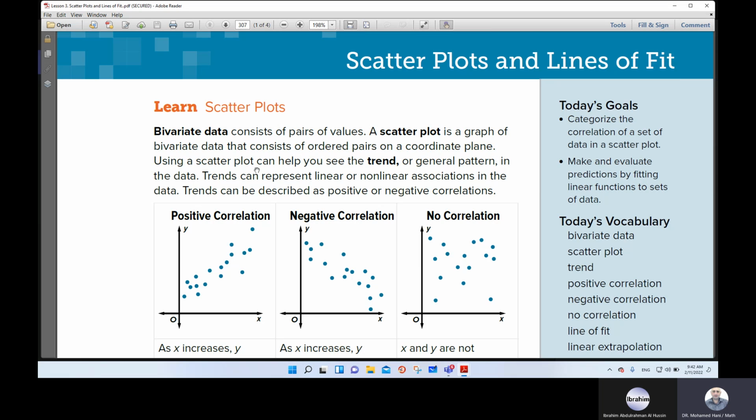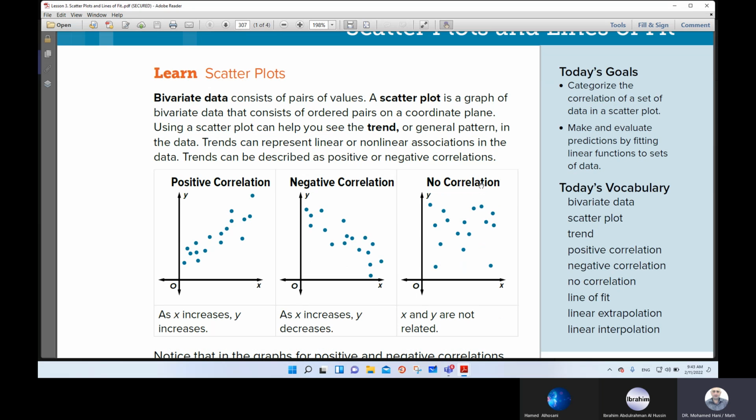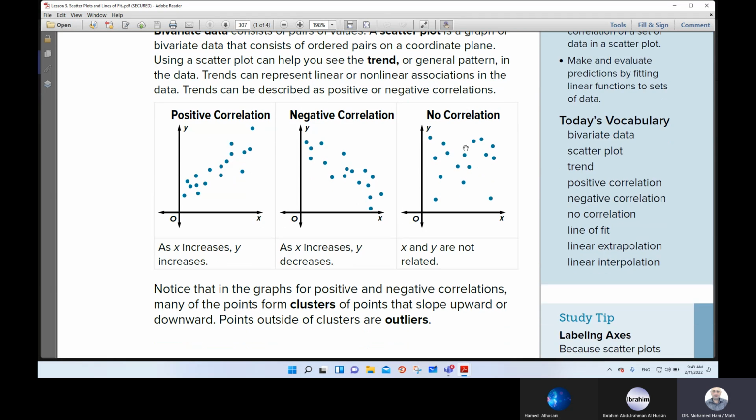Using this, a scatter plot can help you see the trend or general pattern. Trend means the general pattern in the data. Trends can represent linear or nonlinear associations in the data. Trends can be described as positive or negative correlations. As you see, we have 3 cases: positive correlation, negative correlation, and no correlation.